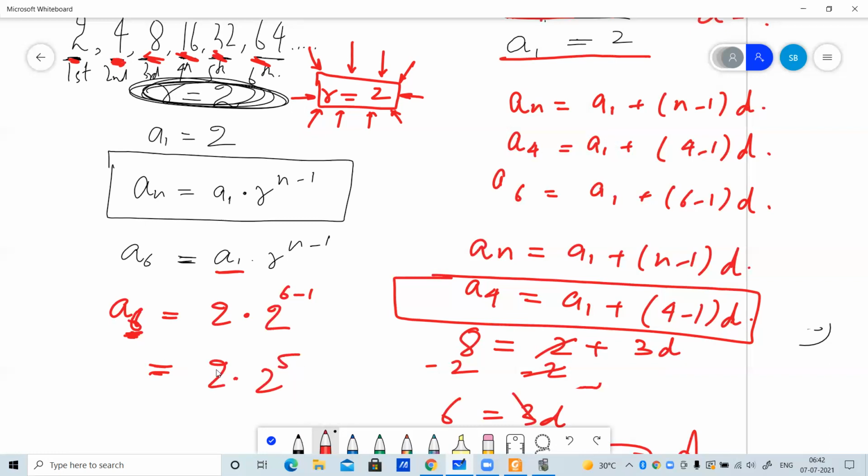And 2 times 2 is actually 2 to the 1, right? Right. Because they're like terms now, you can multiply them. If you're having the same bases in multiplication, what will you do to the powers? You add them. So this is going to be 6. Correct. So the sixth term is 2 to the 6th power. Can you calculate how much is 2 to the 6th power? You can use the calculator also.